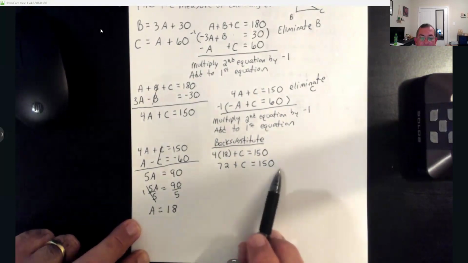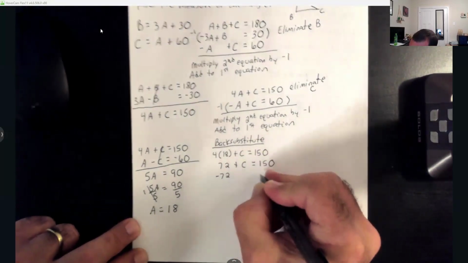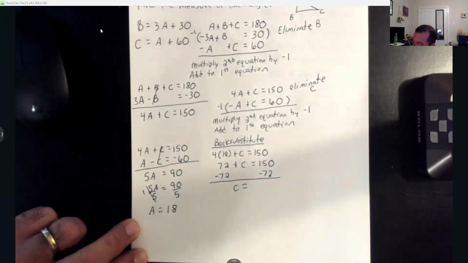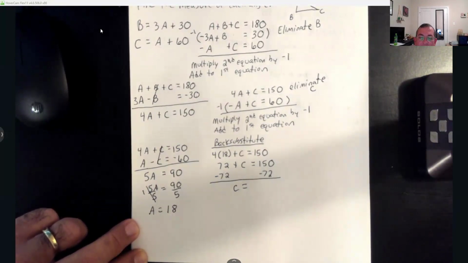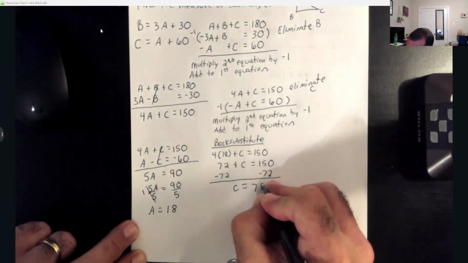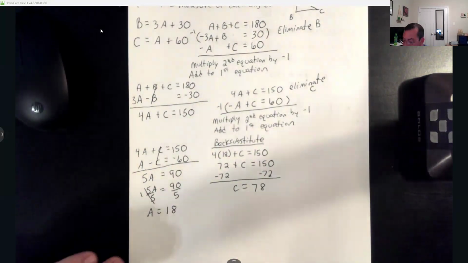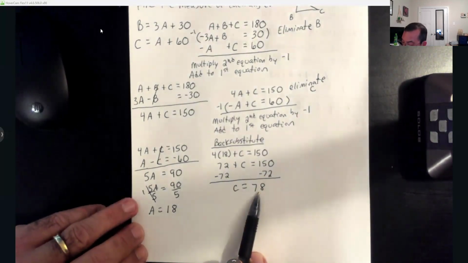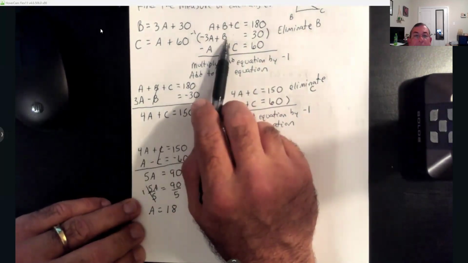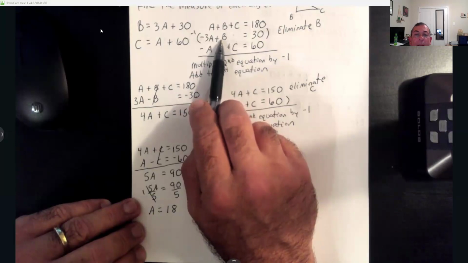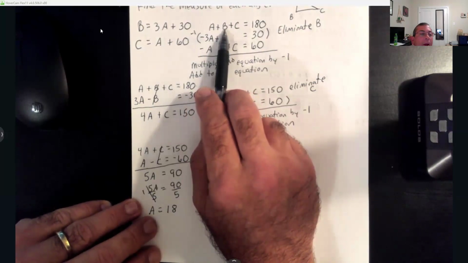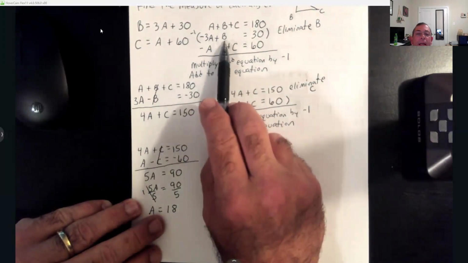Now, solving that for C, I'm just going to subtract 72 from both sides. So that cancels. And let's see, 150 minus 72. That's 78, it looks like. So y'all look at that. I now know A is 18, C is 78. So all I need to find is B. So you could use this one if you wanted to solve for B, or you could plug in A and C and use the first equation. So I think I might just use this second one, okay?